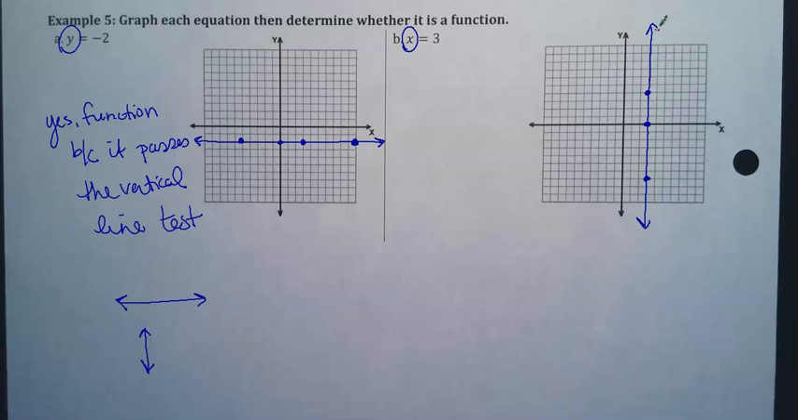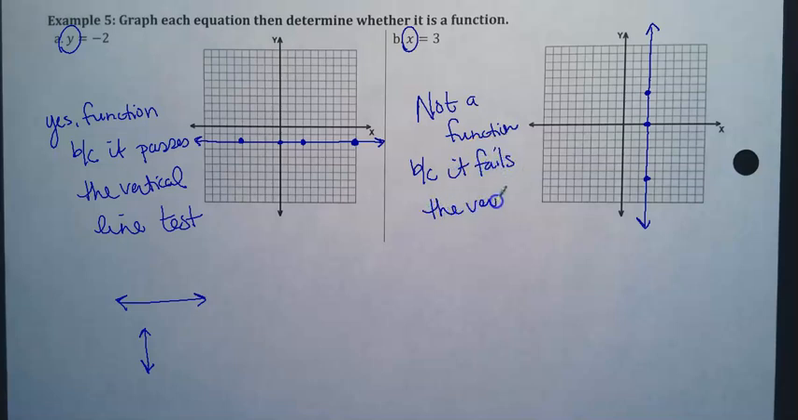So in this case, you see it's a vertical line. When I have an x equals, it gives me a vertical line. Is this line a function? No. Good. It is not a function. Right? And that's because it fails the vertical line test. It is a vertical line. But that's it. It fails the vertical line test. So it's not a function.